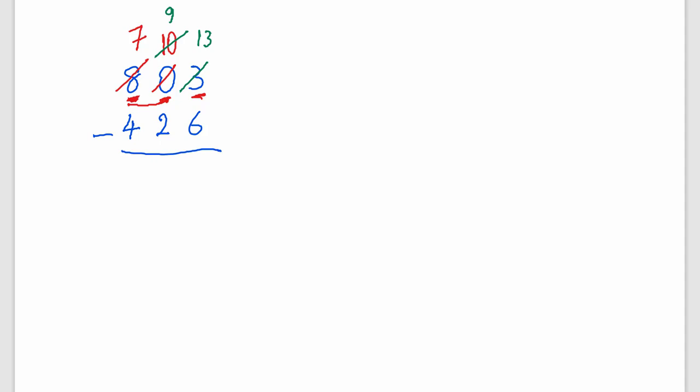Okay, now you can do the subtraction. 13 minus 6 equals 7. Great. 9 minus 2 equals 7. 7 minus 4 equals 3. So the difference is 377. Excellent. Thank you, my hero. Great work, Muayyad. And now, my heroes, we will move back to the book.